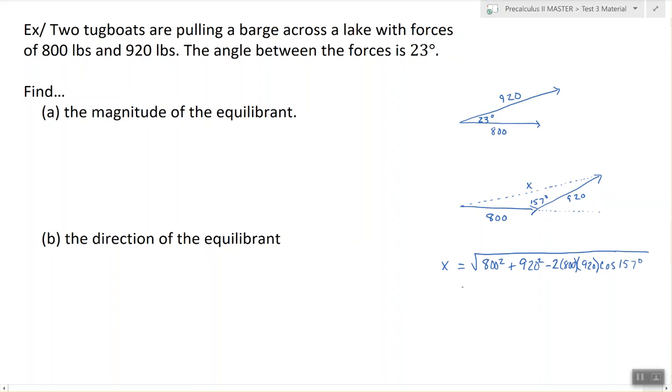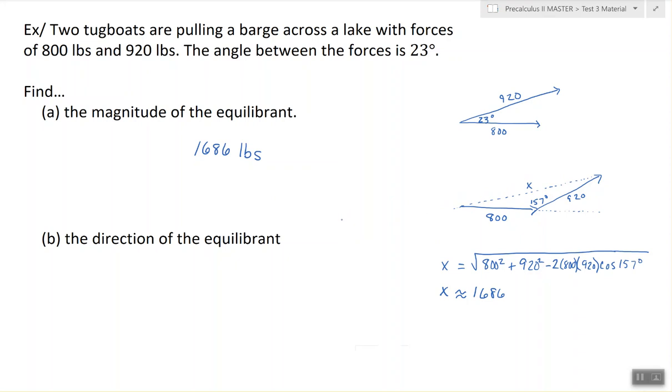And when you put that into your calculator, you'll see you get a result of about 1,686 pounds of force. So that is the magnitude of the resultant vector, but it's also going to be the magnitude of the equilibrant. If we want the equilibrant, we are going to be adding these vectors to end up to be the zero vector. So the magnitude is 1,686 pounds of force.